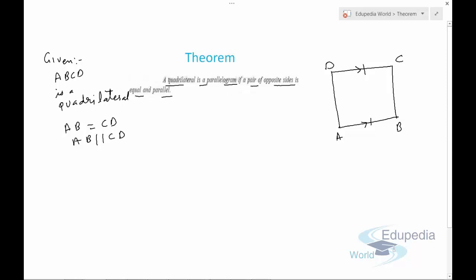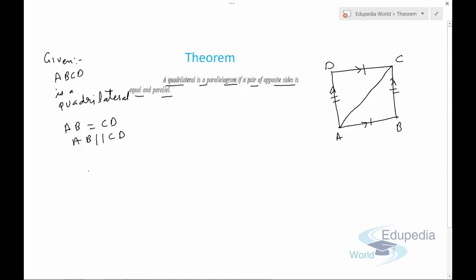Now we need to prove that the quadrilateral is a parallelogram if a pair of opposite sides is equal and parallel. Which means we need to prove that this side equals this side, and this side is also parallel to this side. So let's discuss how we can do this. To prove this we need to do a construction. Let's draw a diagonal AC.